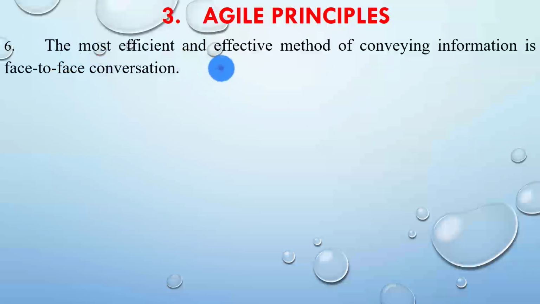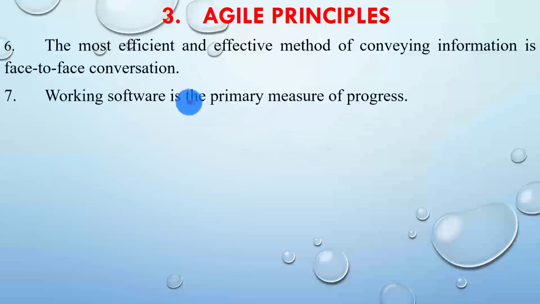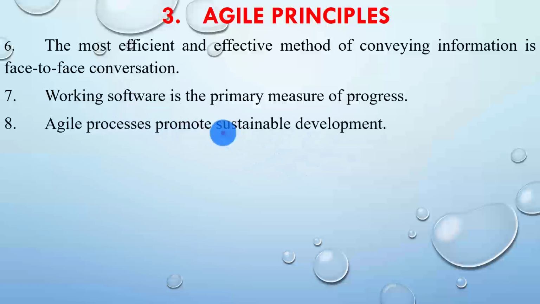The most efficient and effective method for conveying information is face-to-face conversation. So this is the optimum way of communication, rather than writing documents, letters, emails, and these things. No, face-to-face conversation is the most efficient and effective method. Working software is the primary measure of progress. We gauge our progress against working software. So this is the way to measure progress: we deliver a measurable chunk or part of software.